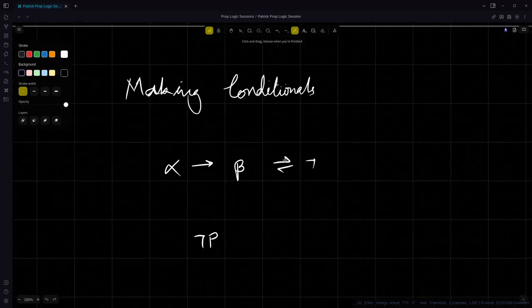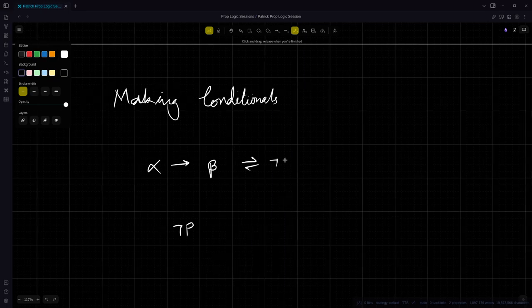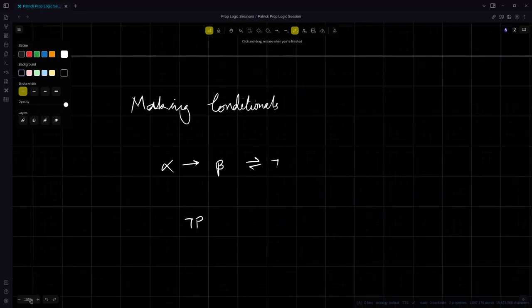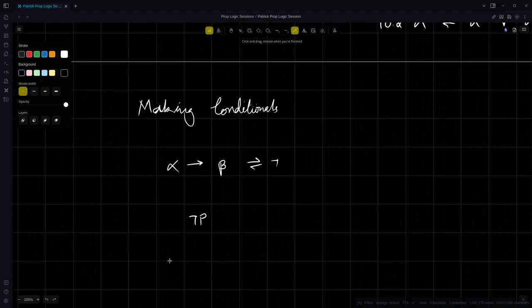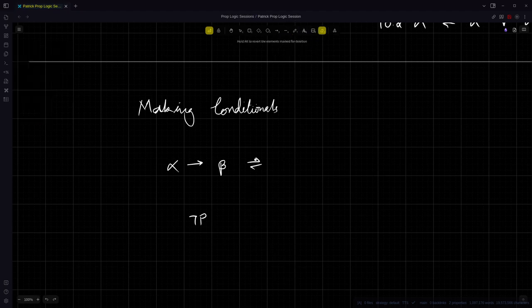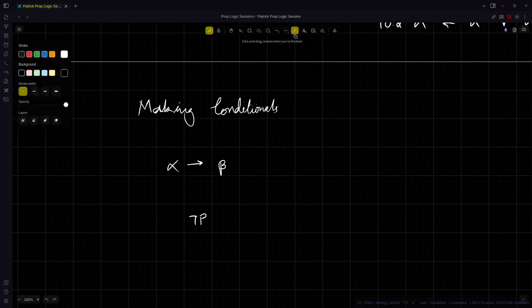Today, what we're going to do is talk about some tricks that we can do based on whatever we have learned so far. We can derive some useful shortcuts which we can use in our proofs. We're just going to discuss some of them, and if I remember some additional ones, we'll go through those as well. But yeah, the first one is making conditionals.